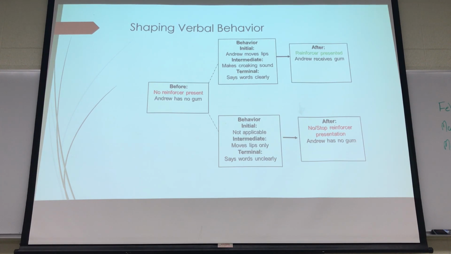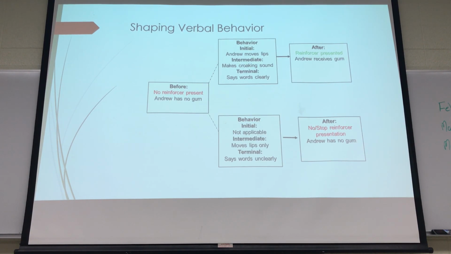Now we've got our behaviors for the reinforcement contingency. And once we have those, it makes it easy to just plug them in to the extinction contingency on the lower branch. And then we implement the contingency. Contingent on lip movement, we present the reinforcer. Andrew gets a little bit of gum. He engages in lip movement again, he gets a little bit more gum. Lip movement again, a little bit more gum. And now we're going to put lip movement on extinction.